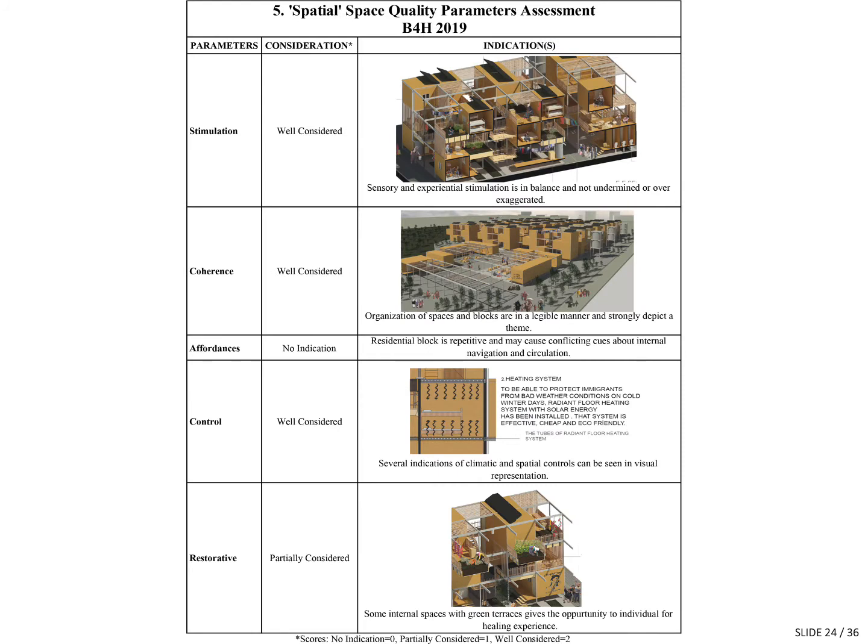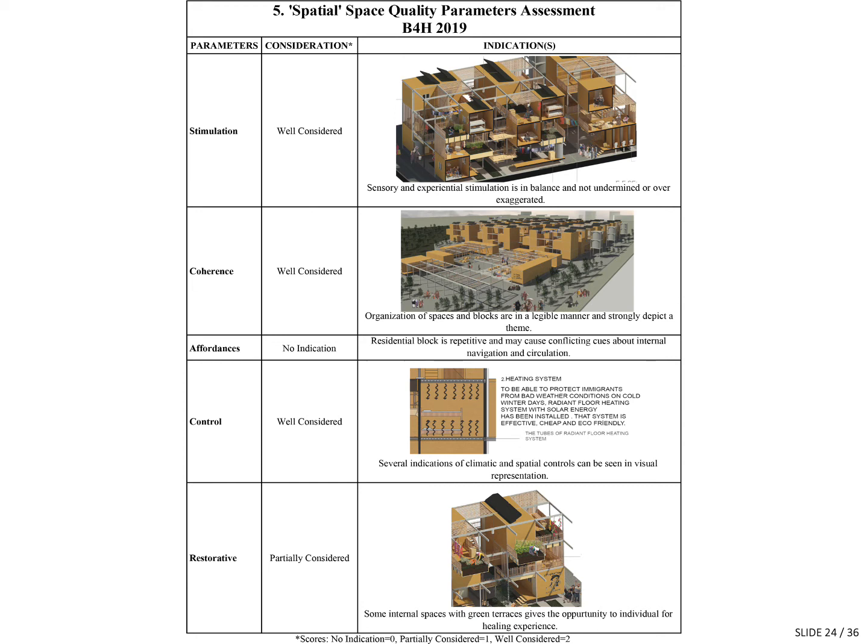In the spatial component, stimulation is considered very well. Sensory and experiential stimulation because of the open spaces and voids and sunlight and natural views around the site is provided. Coherence is also considered as all of the organization of the spaces are in a legible manner and strongly depict a theme. There is no indication about the affordances and the cues of how to participate in the building process, and it is very repetitive and it causes conflicting cues about internal navigation and circulation.